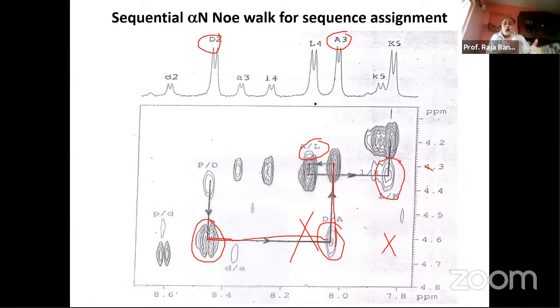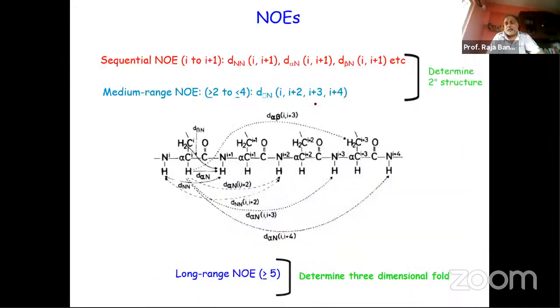So this is for the sequential walk, and that will give you the amino acid sequence. This is called the sequential walk, what I have written here: NN i to i+1, alpha N i to i+1, beta N i to i+1. But now you have to go for the long range, that is giving you the structure.